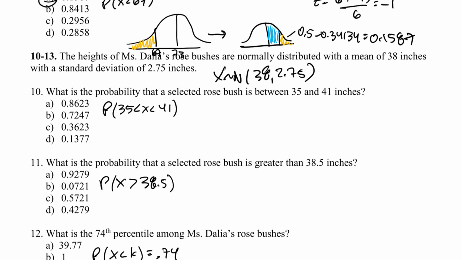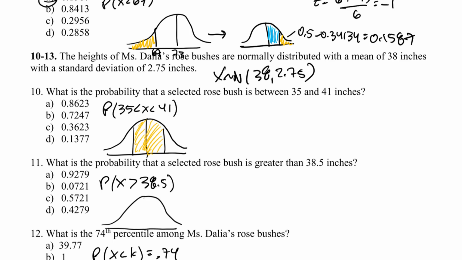Okay, so I know for 10 and 11, I'm going to need some z-scores here. Let's actually draw our pictures first, and then we'll calculate our z-scores. So here I have a mean of 38. I'm going from 35 up to 41. And so I want this region here. For 11, I have a mean of 38, and I'm looking at 38.5, and I want above that. So those are the regions I'm looking for.